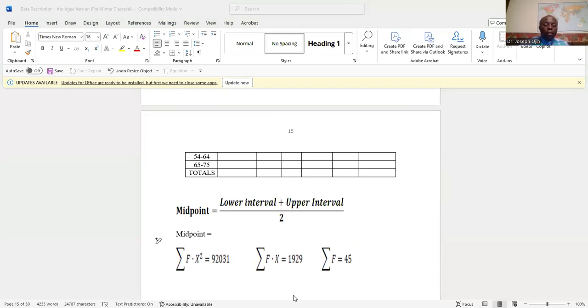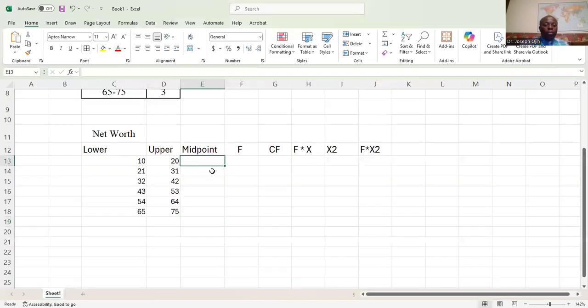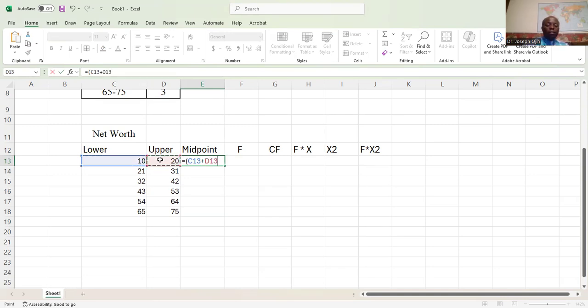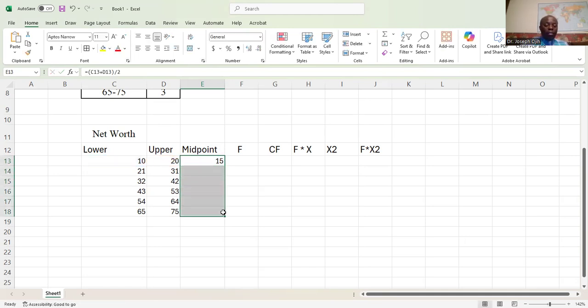Having said that, I'm going to take you back there. I say the lower and say the upper. So to get the midpoint, put an equal sign, put the parentheses, click on the lower interval, plus, click on the upper interval, close the parentheses, then divided by. The forward slash is the division symbol, right? 2. Then you can press the enter key. Again, that is the midpoint, then you can copy it and calculate the rest.